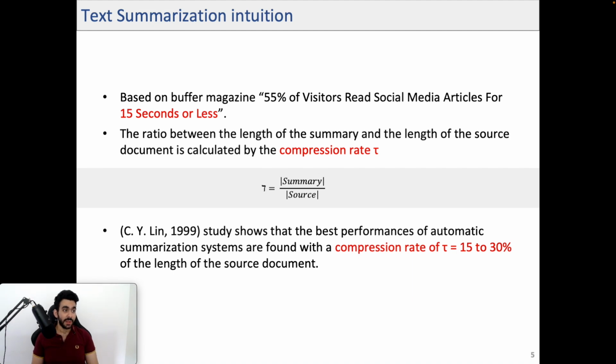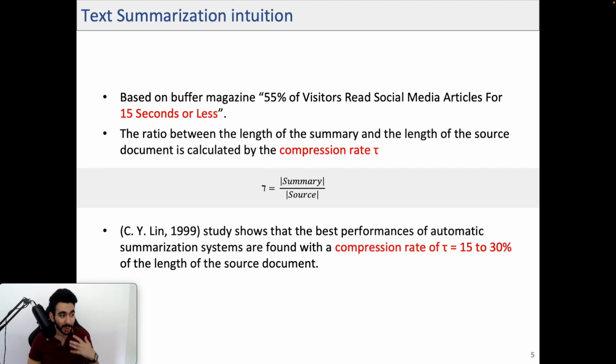The ratio between the length of the summary and the length of the source document is calculated by a compression rate. And the compression rate is defined by the length of the summary over the length of the source document. A study in 1999 shows that the best performance of automatic summarization systems is found with a compression rate of tau equal to 15 to 30% of the length of the source document.